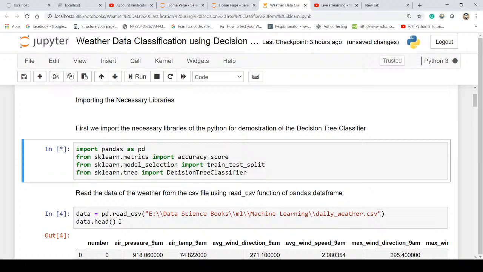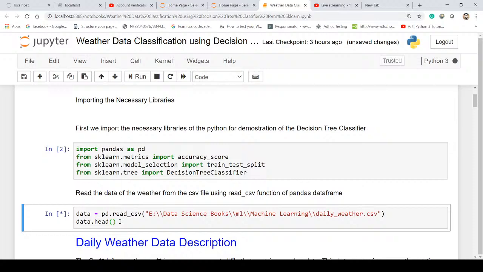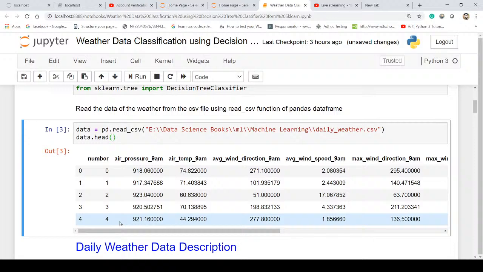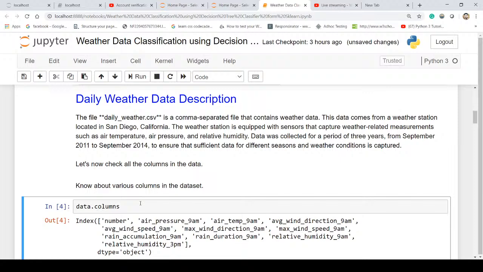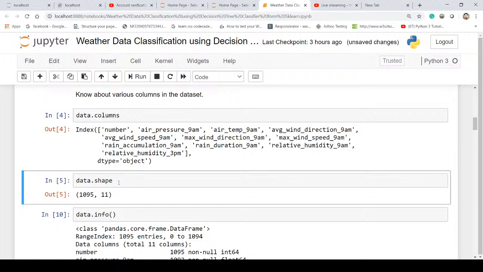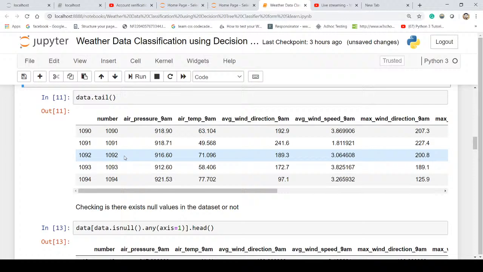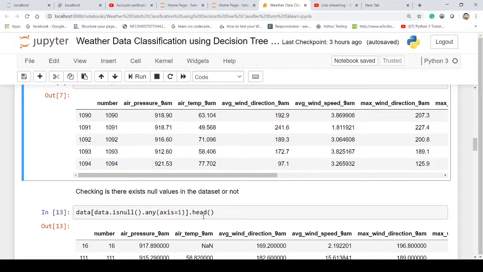Just be with me for a moment. I would preferably say that when you are running code, you should specifically run it on Google Colab, because otherwise it takes your system's computational power and your system gets hung sometimes. But if you are using Google Colab, because it has cloud space, this kind of problem will not disturb you.